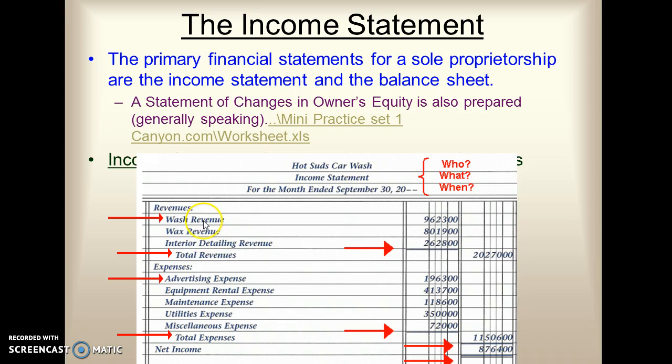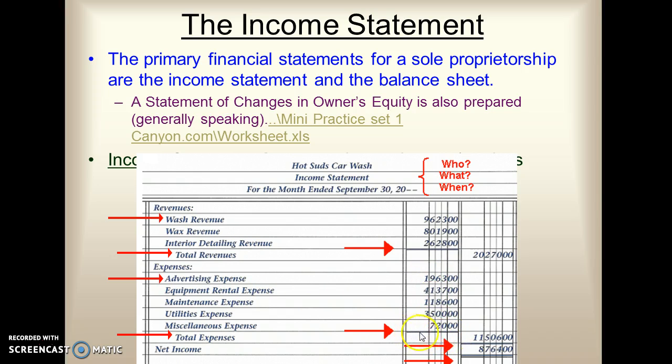If it was just one revenue account, let's say wash revenue, then we would just carry this number over to column 2, since there is only one, and we would not have to write total revenues. Next section: our expenses, followed by a colon. All the expenses are listed. Once again, all this information is taken right out of the worksheet, the income statement section.